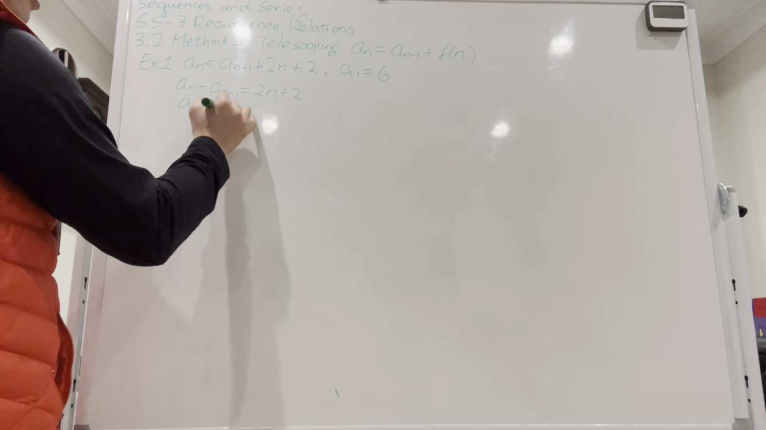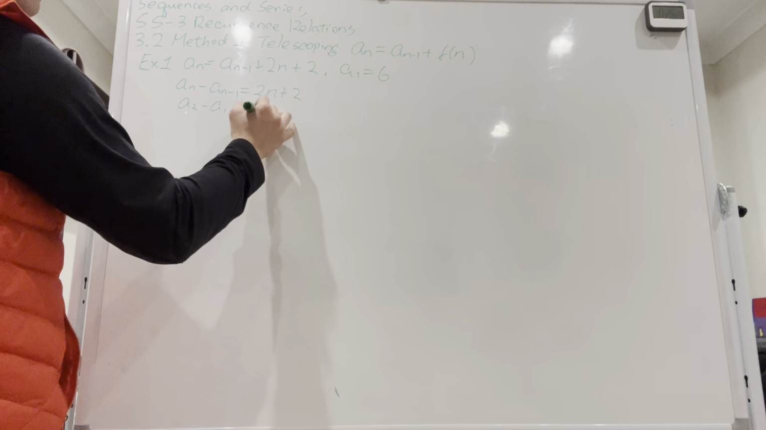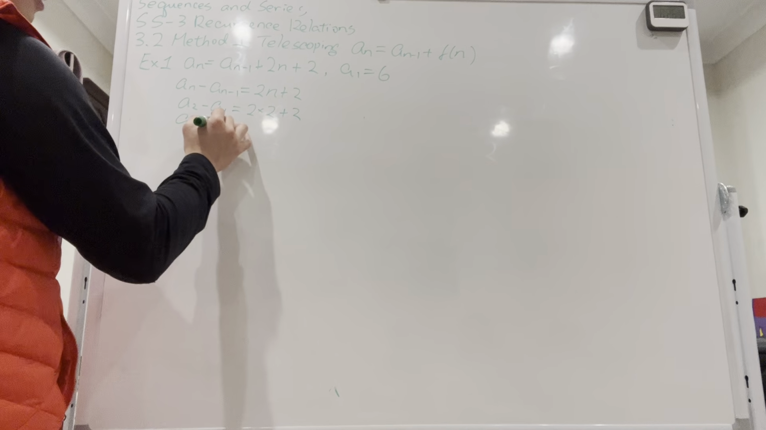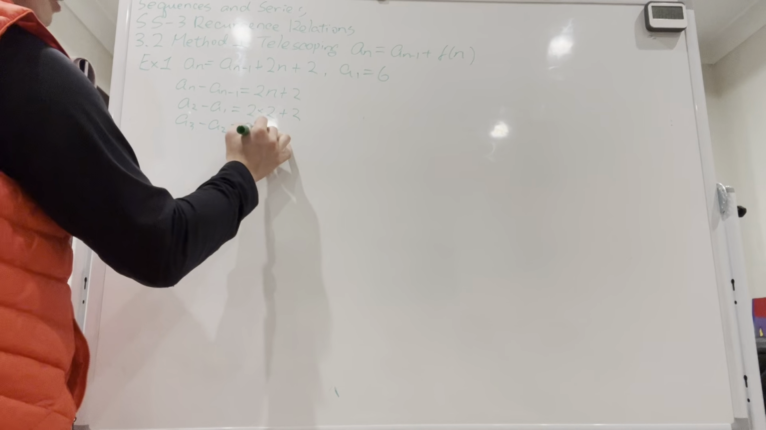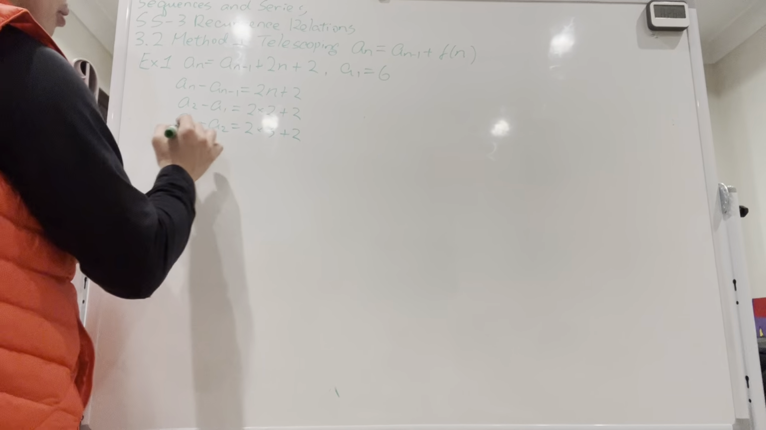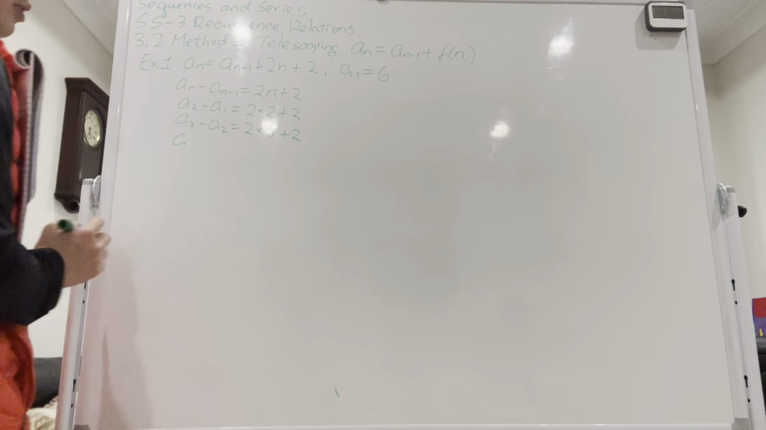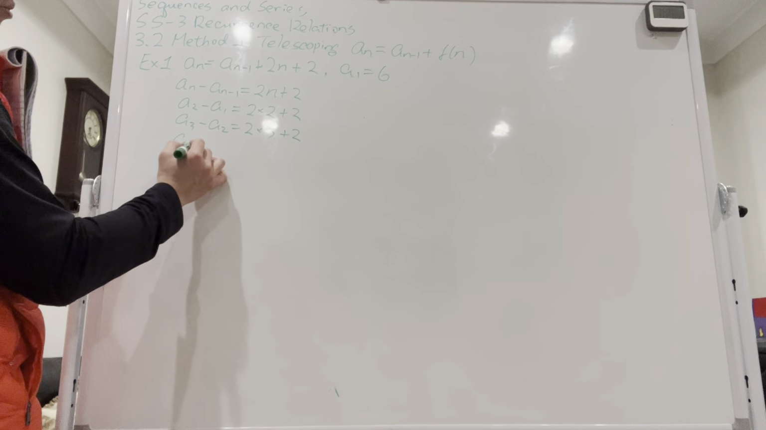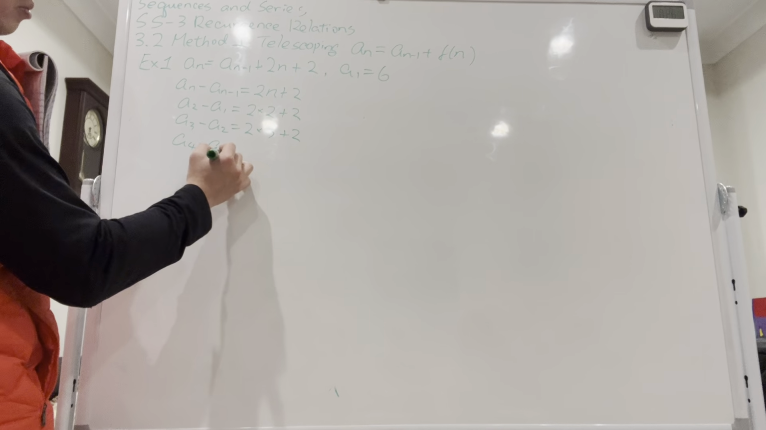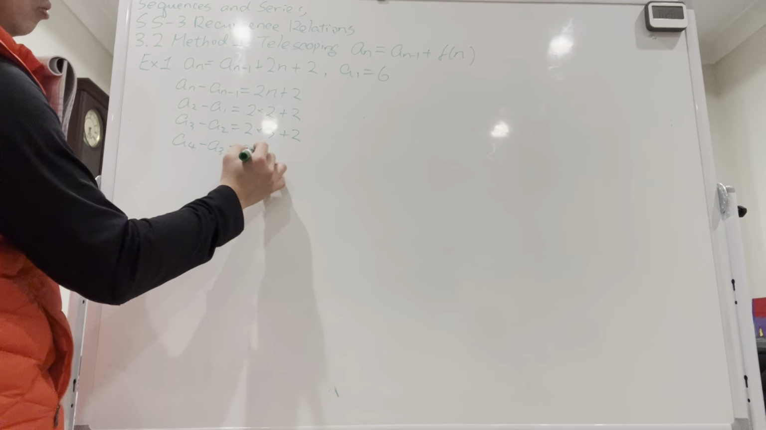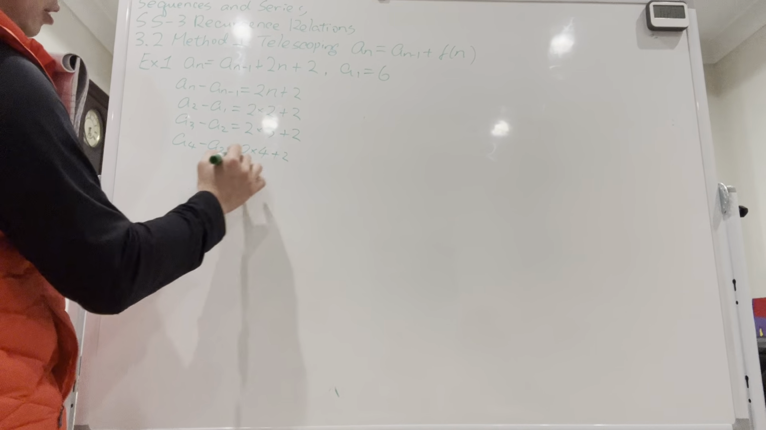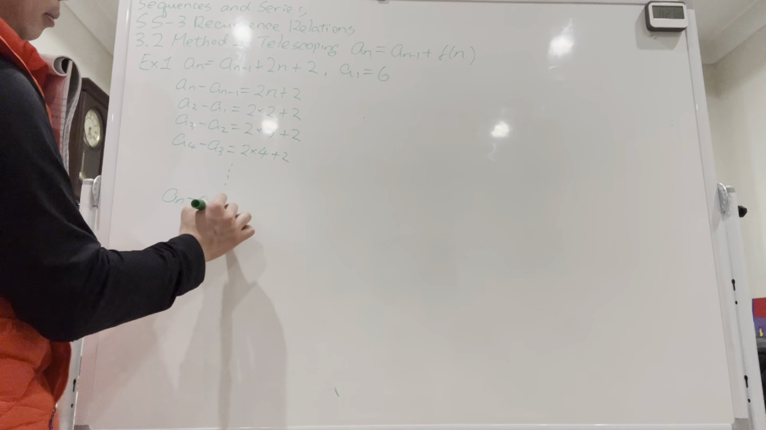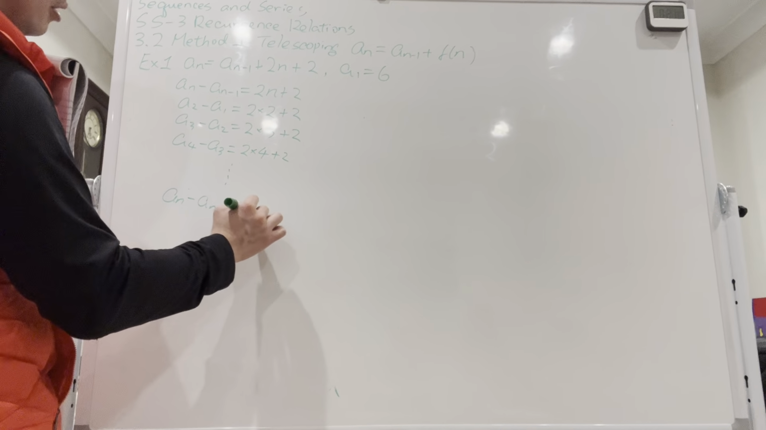A2 minus A1 is equal to 2 times 2 plus 2. A3 minus A2 is equal to 2 times 3 plus 2. William, what's the next one? A4 minus A3 is equal to 2 times 4 plus 2. Yep, so just continue, and then the last one is an minus an minus 1, copying the formula again.